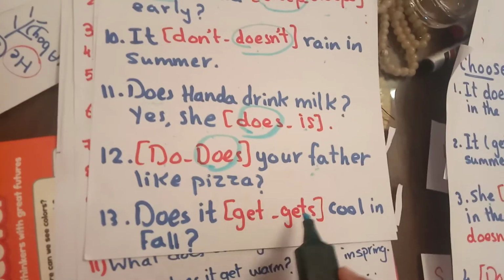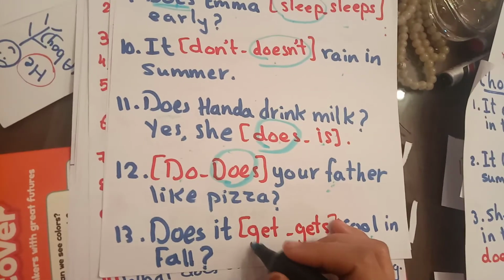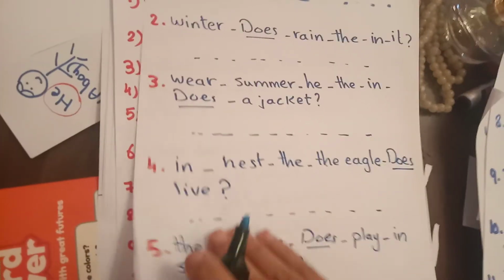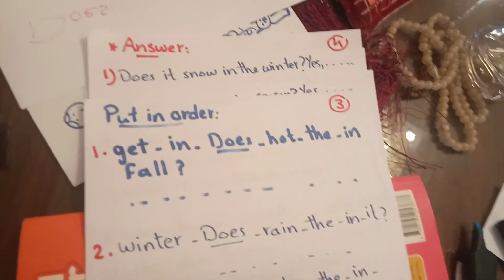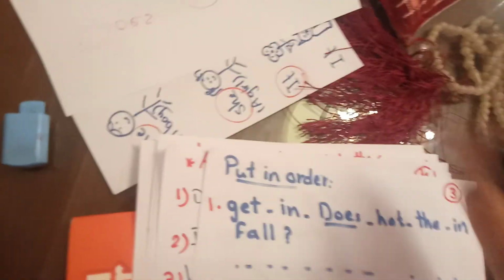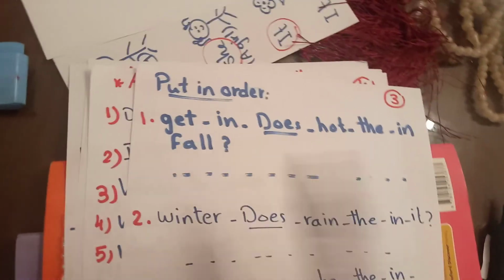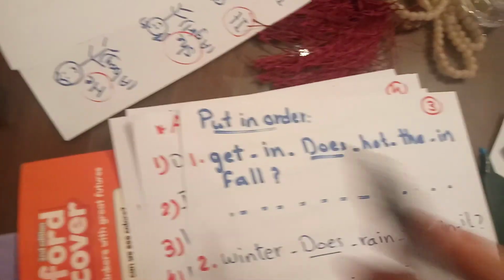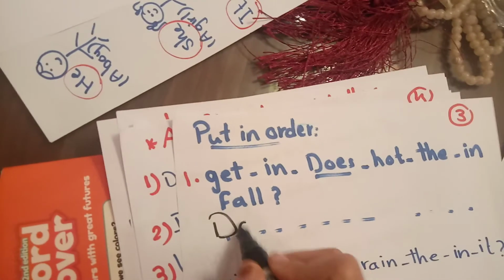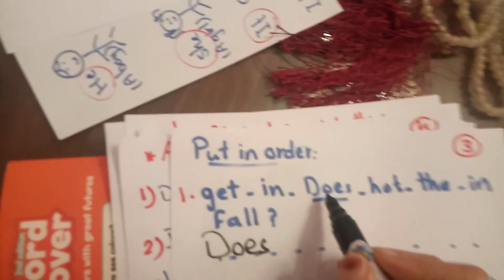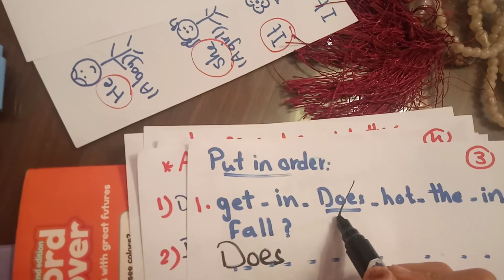Does it get or gets cool in fall? Does it get? Because does kicks S out. Let's rearrange, or put, these words into sentences in order. One. Get in does hot in fall. I want to put them in order. I start with does. What comes after does? Does it? Does he? Does she? So I choose does. What can I choose?